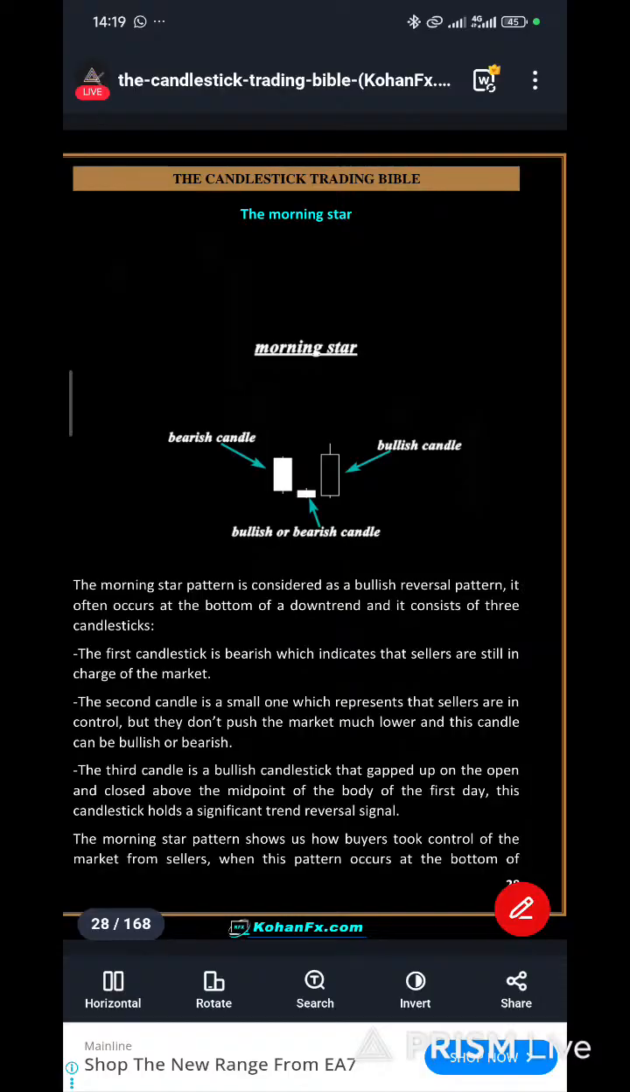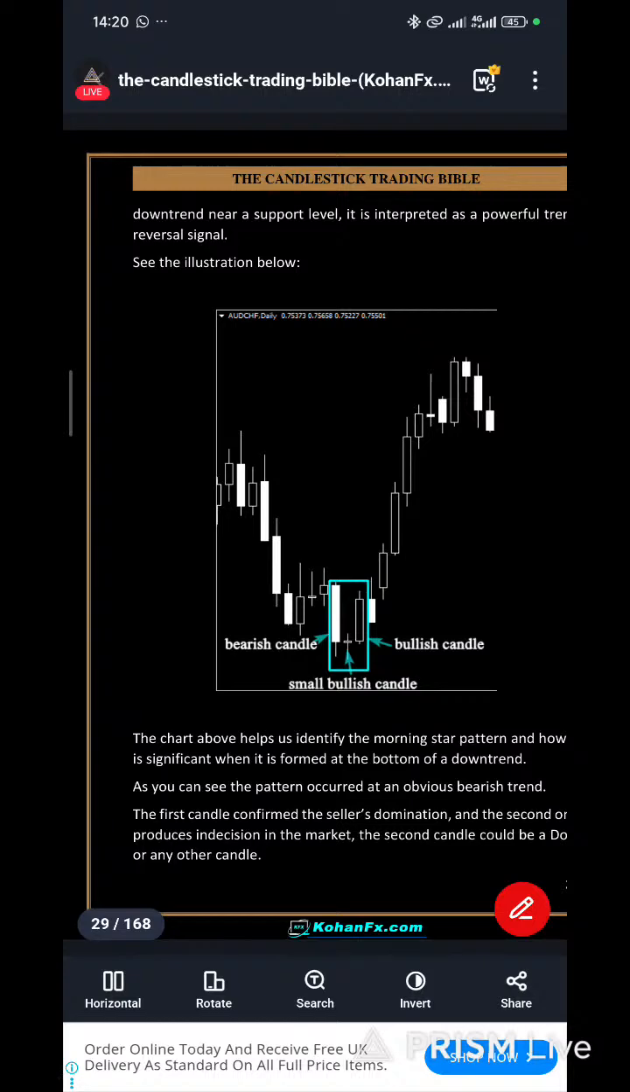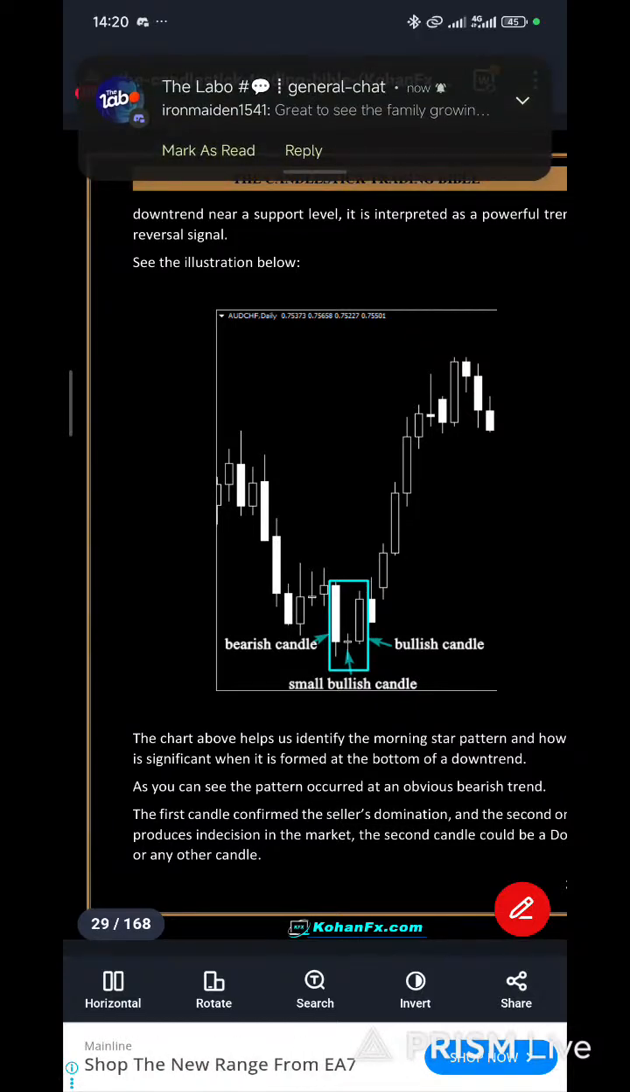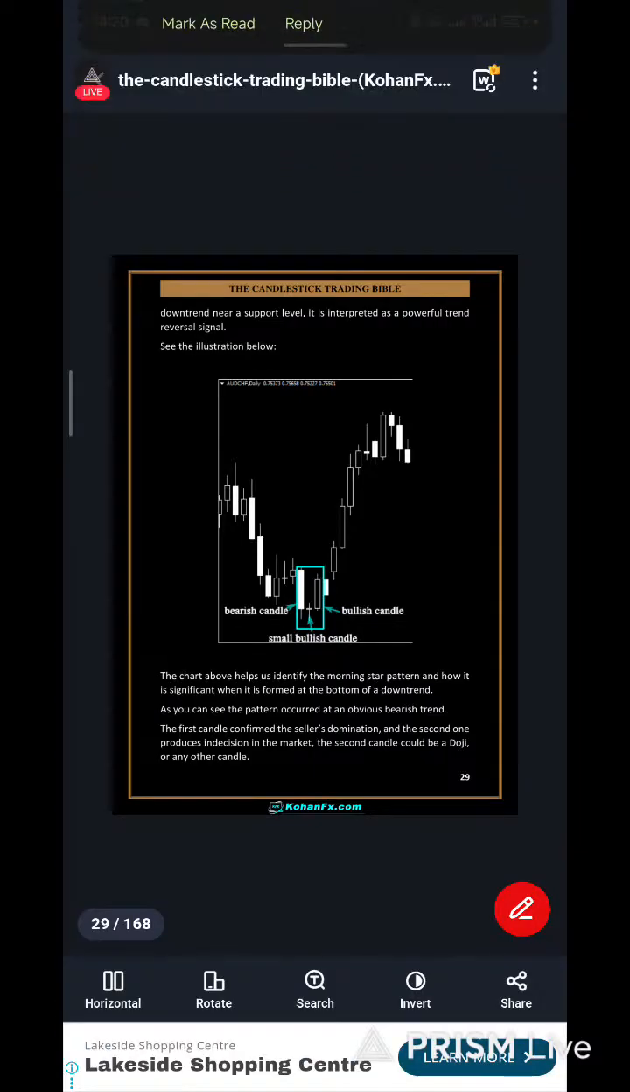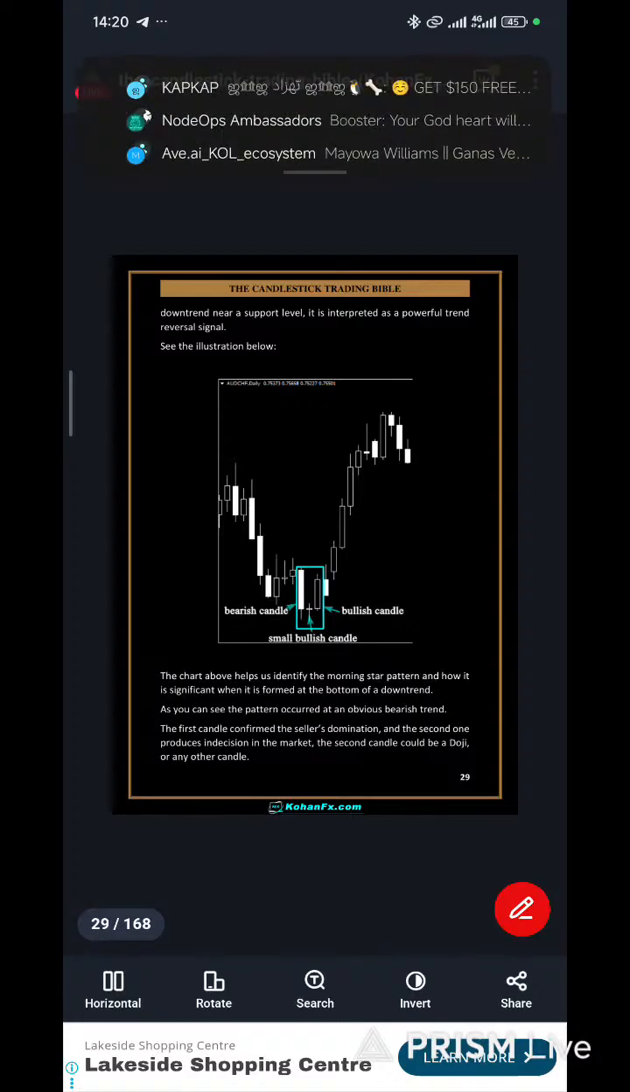The Morning Star pattern shows how buyers took control of the market from sellers when this pattern occurs at the bottom of a downtrend. Okay, downtrend here, support level it represents. Now look at it. Have you seen it? The market was in a massive downtrend, and near a support level there was a 3 candlestick formation. You see, bullish candle. Have you seen it? The market spun up.